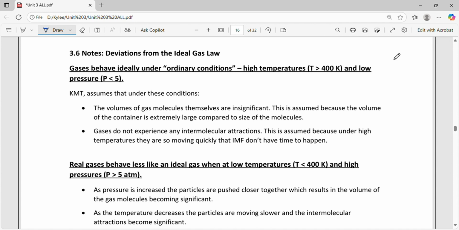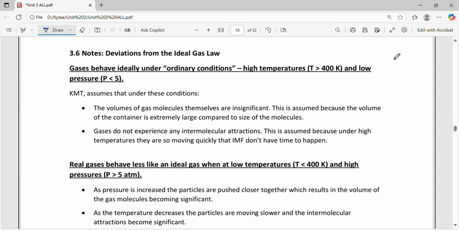Well, in order to understand those things, you have to know a little bit about kinetic molecular theory, which is why we covered that in 3.5. And now here we are at 3.6, which is titled Deviations from the Ideal Gas Law.